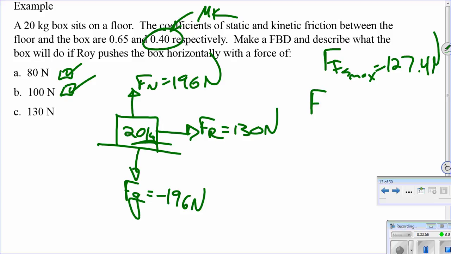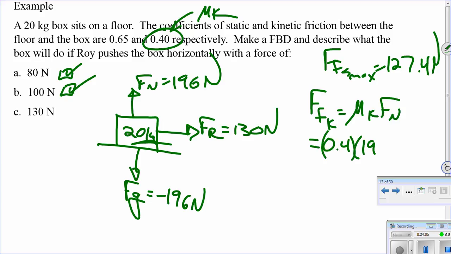So, force of kinetic friction is the coefficient of kinetic friction times normal force. For us, that's 0.4 times 196, and it gives you 78.4 newtons. Right. All right, are we good?